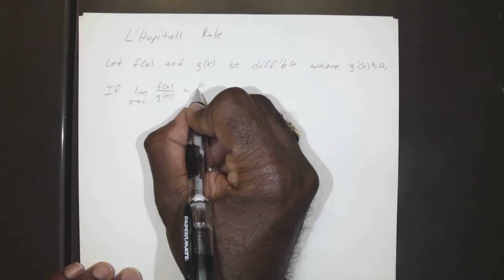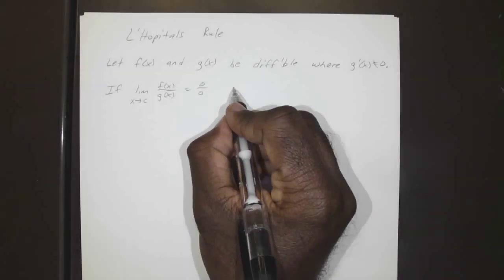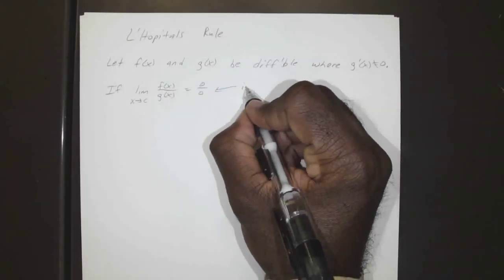Let's say it equals 0 over 0. Okay, not g prime of x, just our regular g of x. Okay, so this is called an indeterminate form.